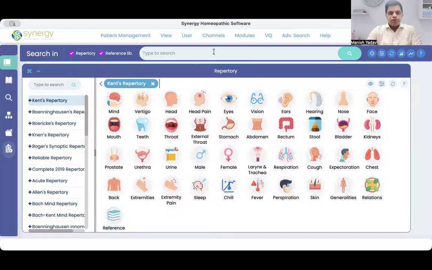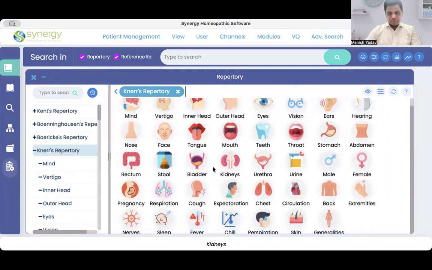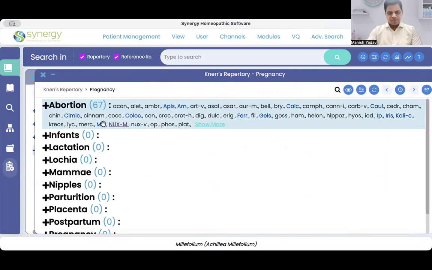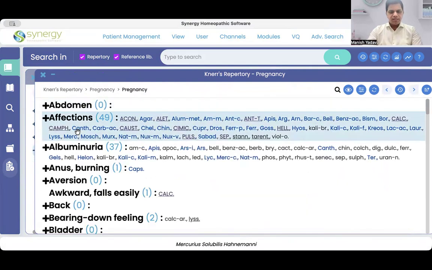So let me share. Okay. If you see here, maybe I can just zoom in. Yeah. I go to Nair repertory. I go to pregnancy. There's a pregnancy chapter in there. You go to pregnancy. I put vomiting.